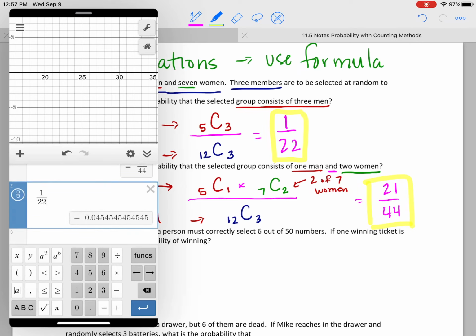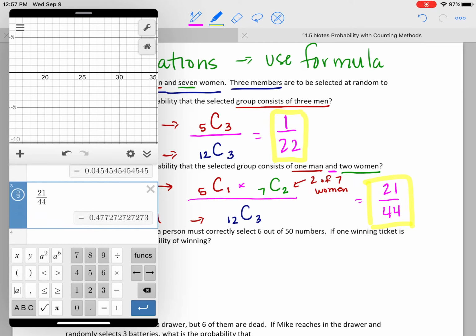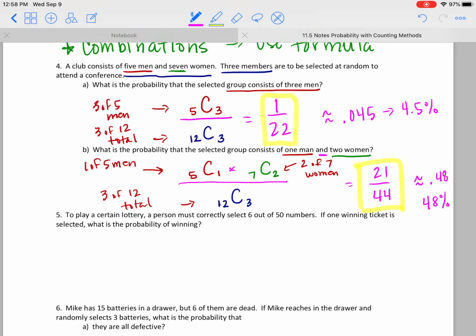Well, 1 out of 22 is about 4.5%, and 21 out of 44 is about 48%. So this one is definitely more likely. And again, just so you can have some reference here, let's make the decimal, 0.045, which is about 4.5%, and this one was about 0.48 or 48%. Okay? So just so you have some reference there, and remember when you're working on these things in your practice, it's probably going to ask for the decimal or the percent. So make sure you can convert.